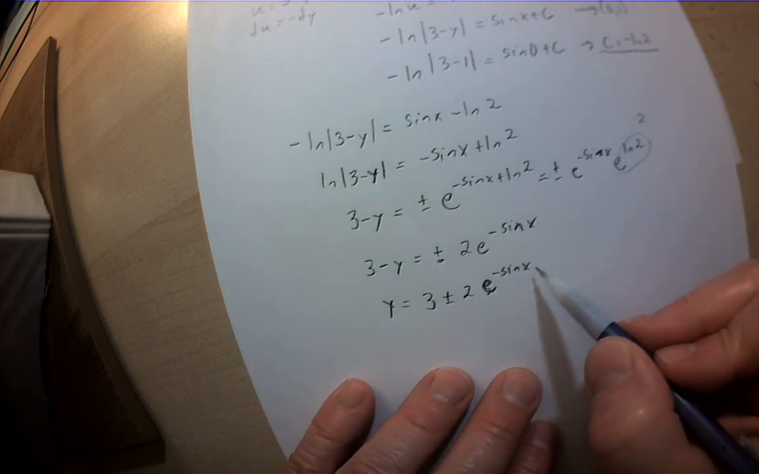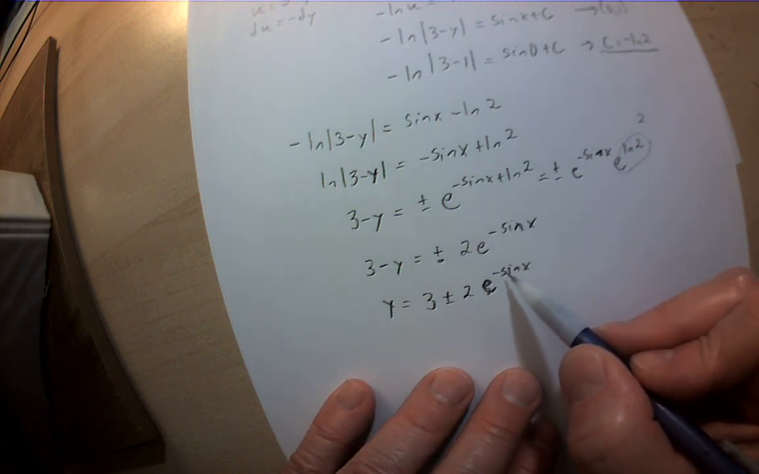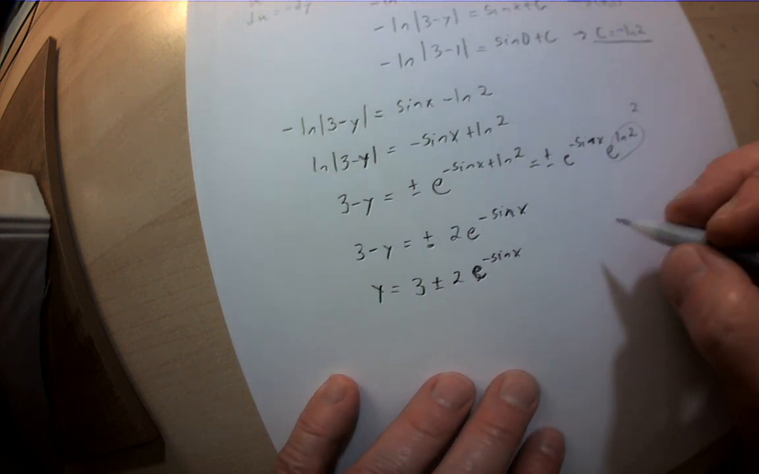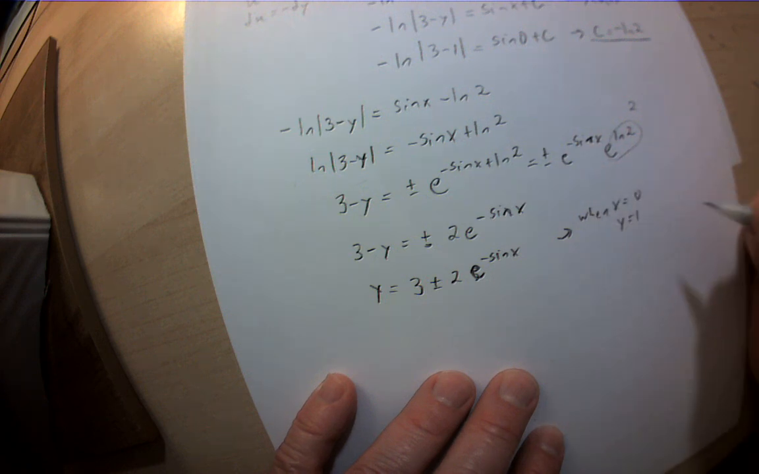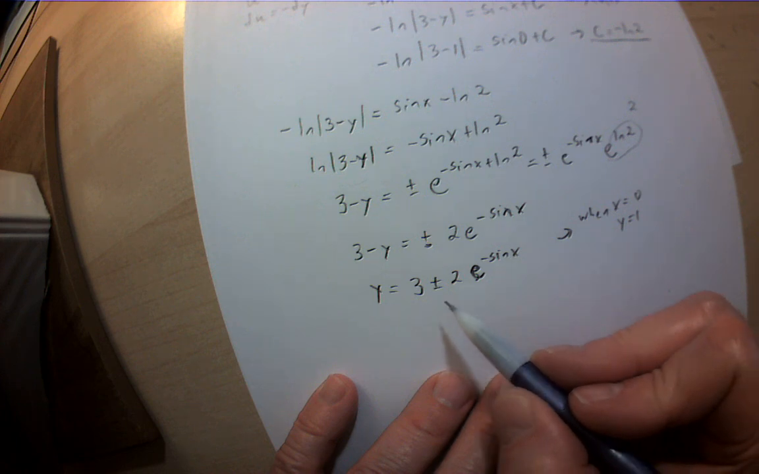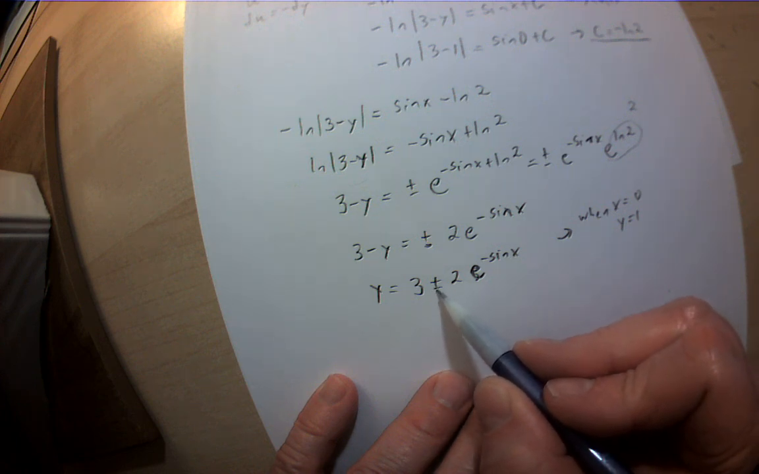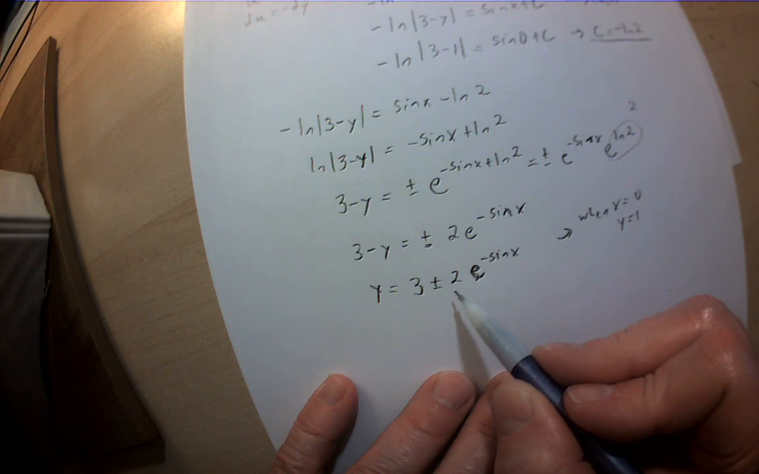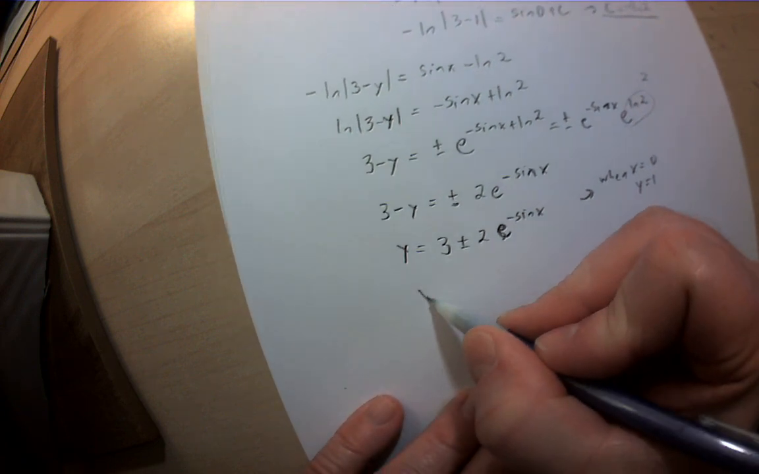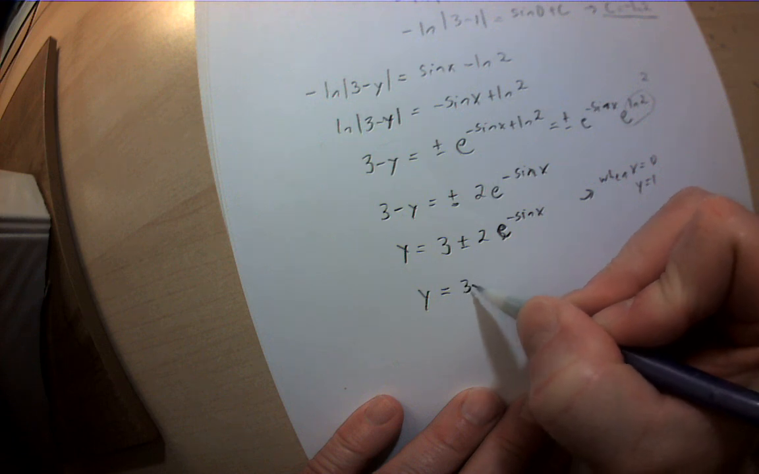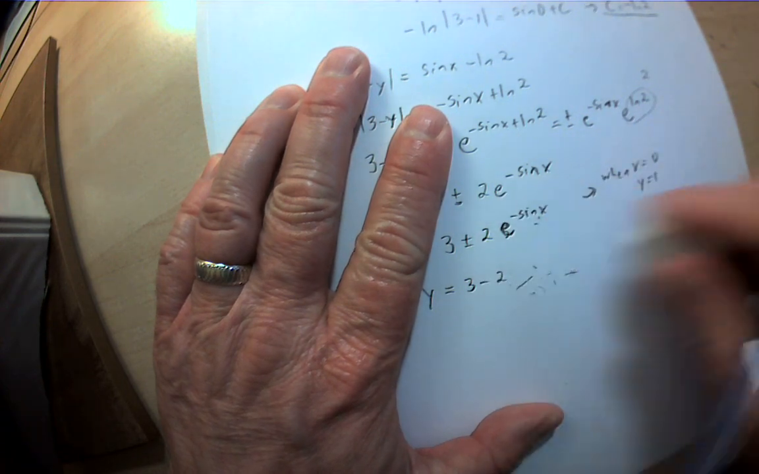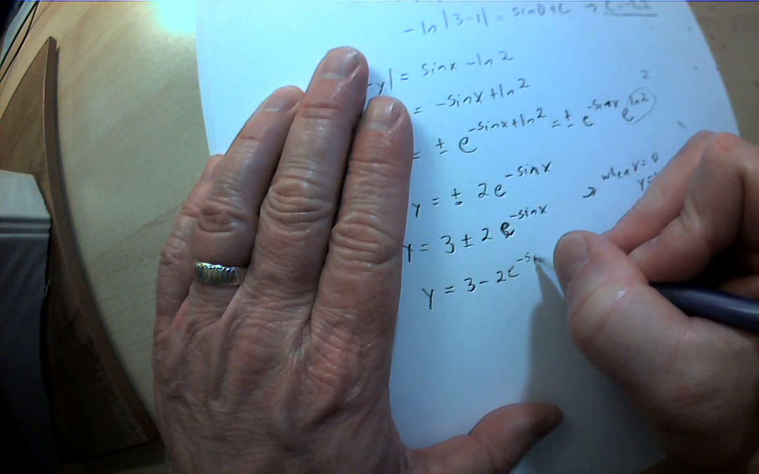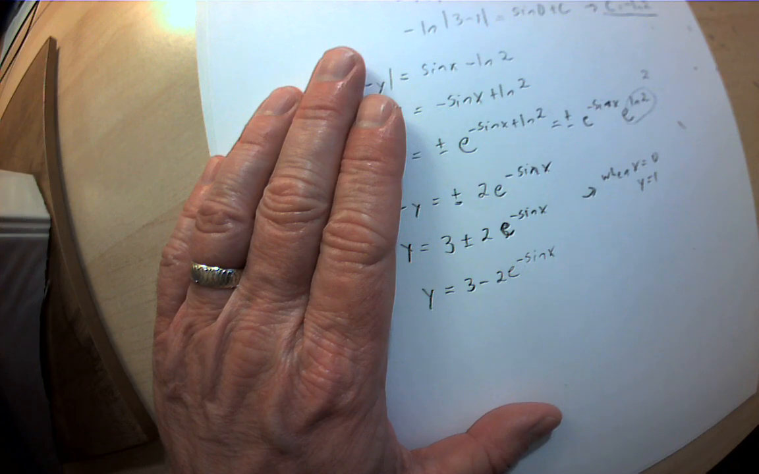Okay? When x is 0, this becomes 0. e to the 0th power is 1. So I know when x equals 0, y equals 1. Okay? So if this was the plus, I would get 5. So it's got to be minus. So I end up with y equals 3 minus 2 e to the negative sine x. And that's it.